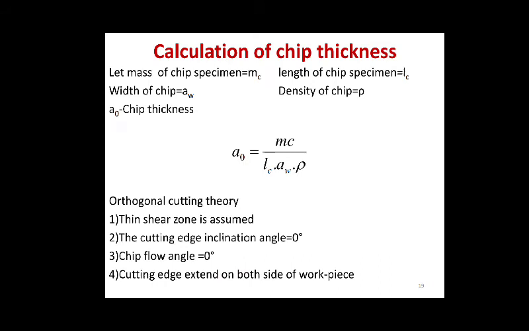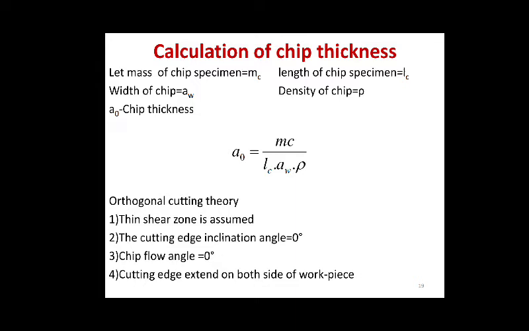This is the calculation of chip thickness, where MC is mass of chip specimen, LC is length of chip specimen, AW is width of chip, rho is density of chip, A0 is chip thickness. So A0, the chip thickness, can be calculated as MC upon LC into AW rho. Okay, orthogonal cutting theory. Thin shear zone is assumed. The cutting edge inclination angle is 0 degree. Chip flow angle is 0 degree. Cutting edge extends on both sides of the workpiece.